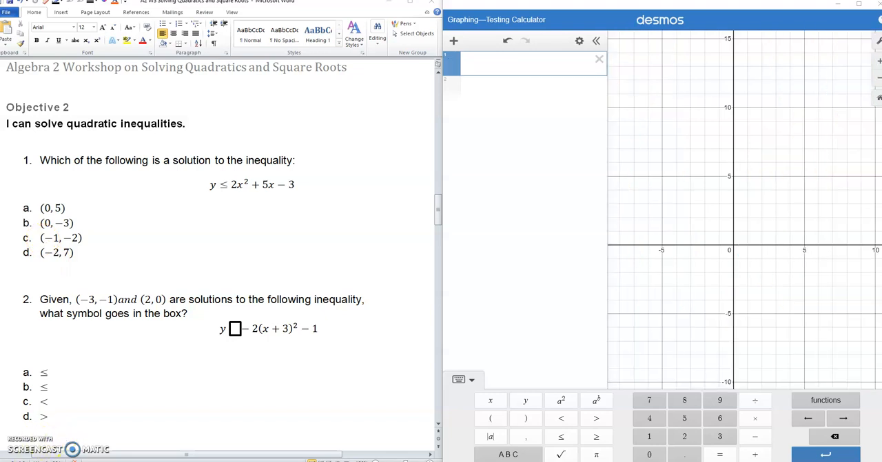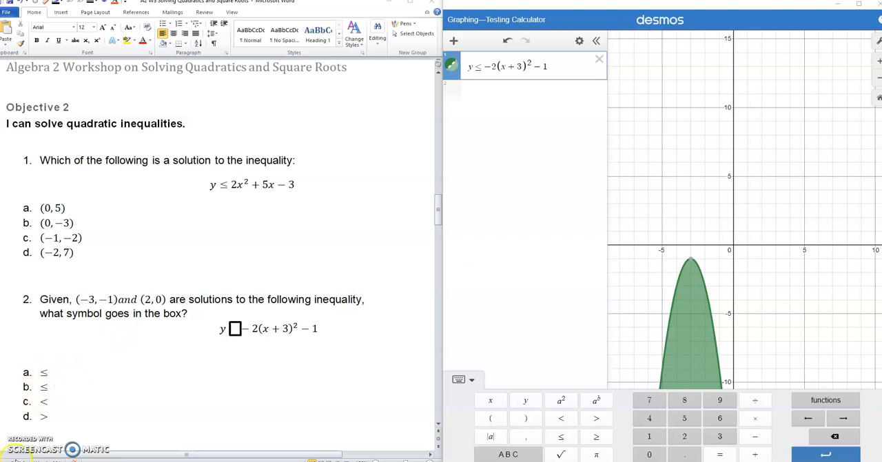Example number 2, given negative 3, negative 1, and 2, 0 are solutions to the following inequality, what symbol goes in the box? So what you're going to do here is really just trial and error. You're going to plug it in on Desmos, starting with letter A. You're going to use that symbol and see if those points are in the shaded area. Okay, after plugging it in, examine your 2 points to see if they're on the shaded area. This one is negative 3, negative 1, so that is correct. However, the 2, 0 is right here. Both of them must be on the shaded area because both of them are solutions. Therefore, letter A is wrong.